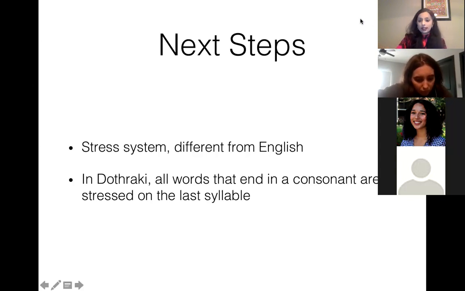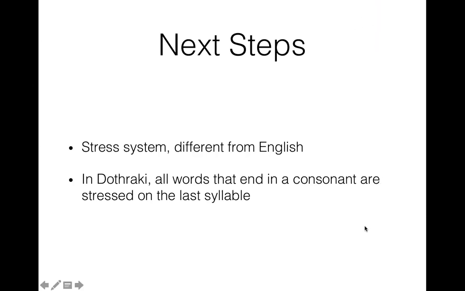The rule that he created, or what he figured out, was that in Dothraki, all words that end in a consonant are stressed on the last syllable. So if you have a consonant in your final syllable position, right? So in the coda of the final syllable, especially if you have multiple syllables in the word, then you put the stress on that last syllable. Very different from the way that English does stress.